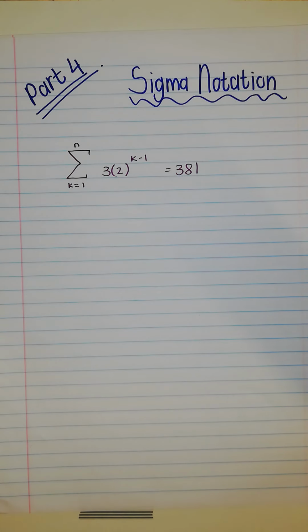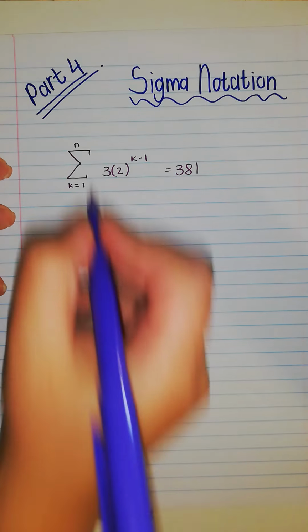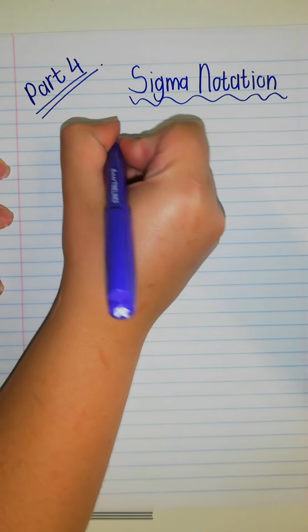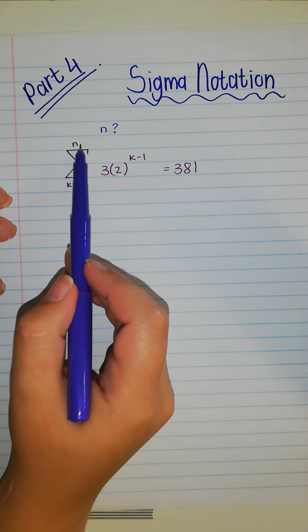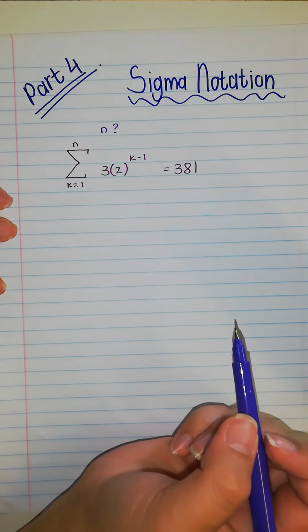Okay, sigma notation part 4, the next example. For this question, they ask, find the value of n. As we can see, there's nothing here, so let's start.